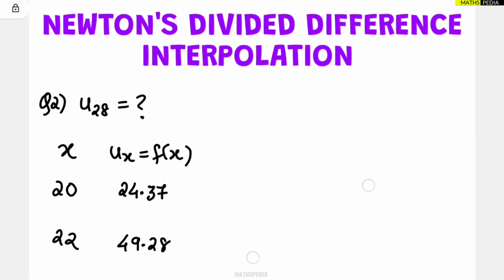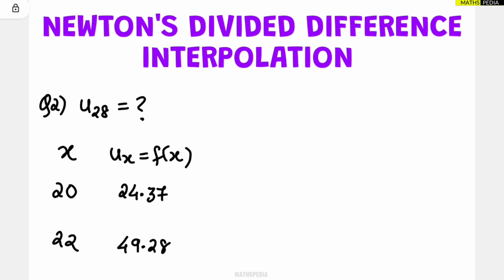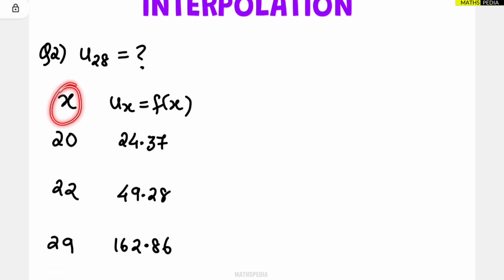So in this video, we are going for the next problem of Newton's divided difference interpolation. This formula is basically used whenever unequal intervals will come. Here you can observe the x values. The gap between first and second is 2. Second and third, 22 and 29, what is the gap? 7 gap is there. And 29 and 32, 3 gap is there.